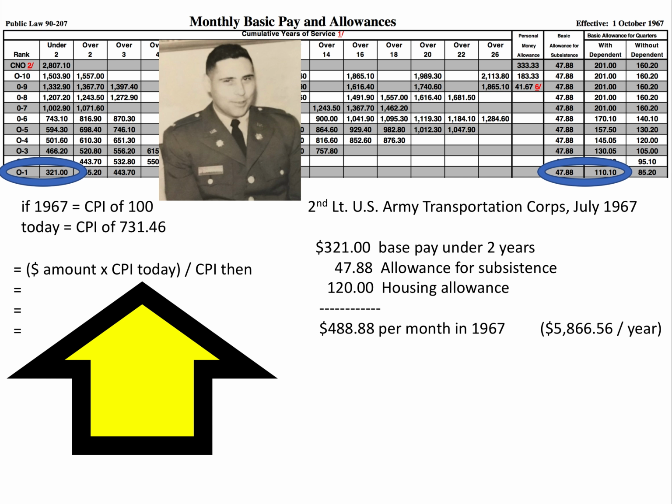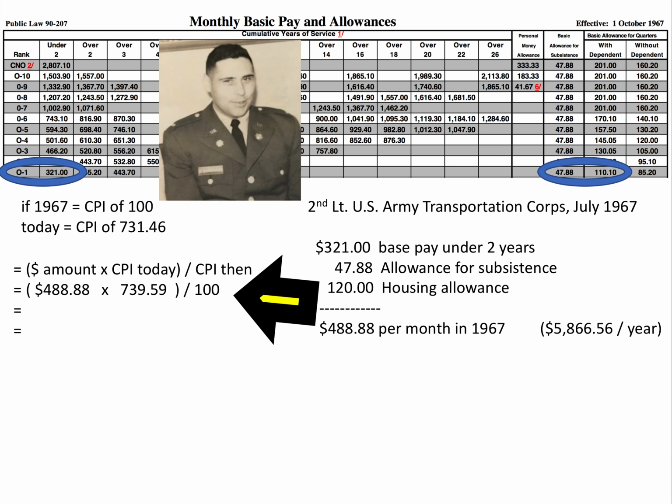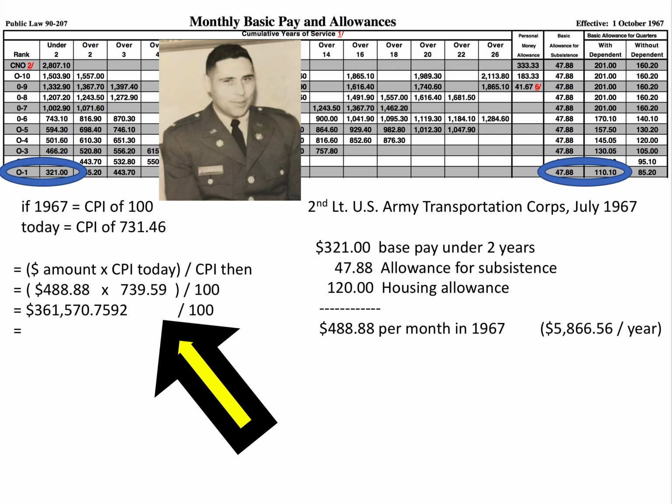So we take the amount and the Consumer Price Index today, and then divide it by the Consumer Price Index then. Okay? And so we know that I had a total of $488.88 coming in. We know from the previous slide that it was $739.59. And then we're going to divide that by 100. Okay. And so we do the multiplication. You see the number there.